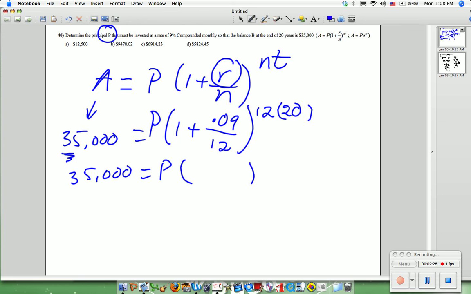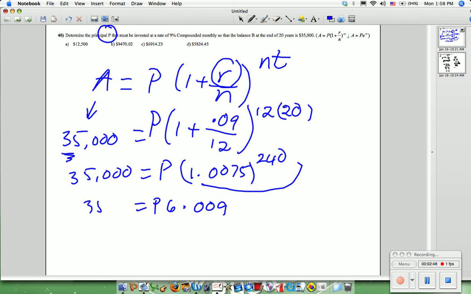So I'm going to use a calculator. We are allowed to use a calculator on the test, so practice it. 1 plus 0.09 over 12, to the power of 240. If I multiply these together, it's equal to 6.009. So P times 6.009 equals 35,000. What's the last step to get P by itself? We divide both sides by 6.009, and it looks like it's going to be $5,824. That's our answer.